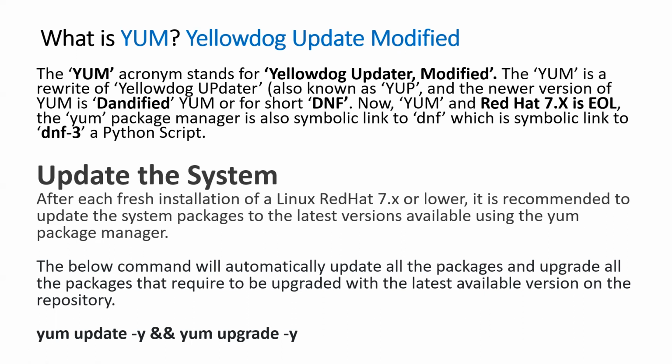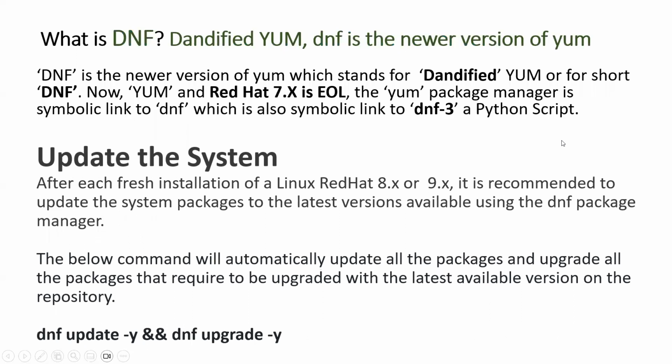And then the double ampersand is the AND symbol. In this case, it's like a Boolean expression. So if this first command succeeded, then run the second command, yum upgrade -y. So it does both of them in one shot, in one command. You don't have to use a semicolon and then run that one. The double ampersand means it's a Boolean AND operator.